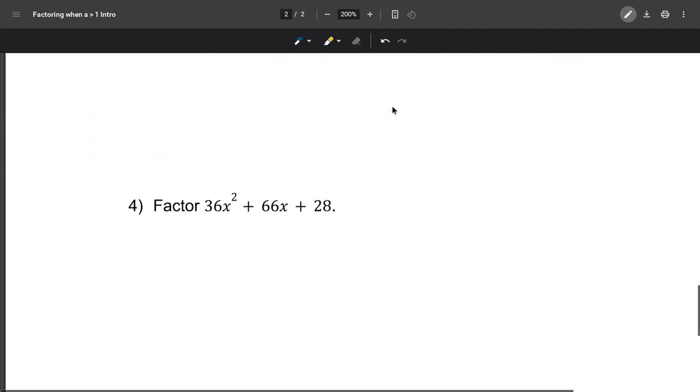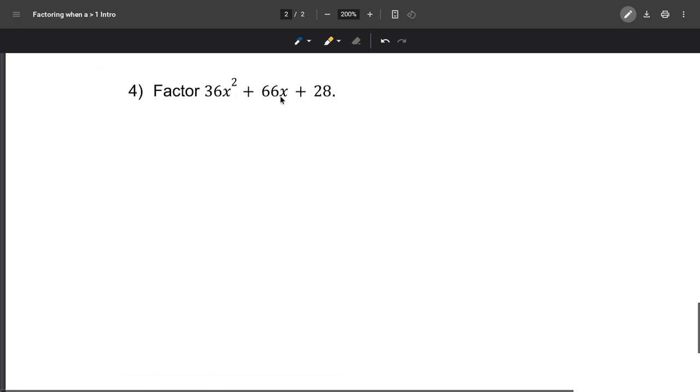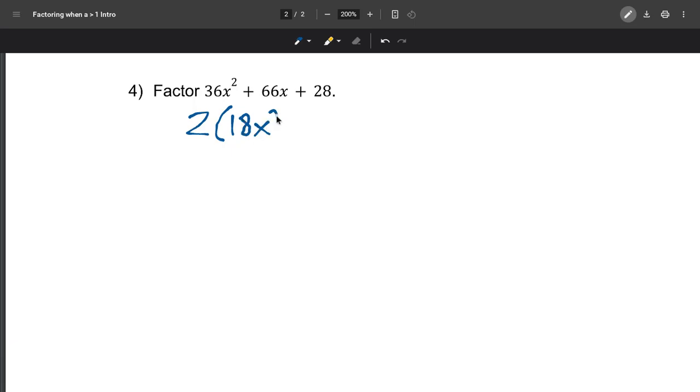Okay. So now we're factoring 36x squared plus 66x plus 28. Now the thing I notice about this is these are all even numbers. So I can at least factor out a 2. 36x squared divided by 2 is 18x squared. 66x divided by 2 is 33x. And 28 divided by 2 is 14.